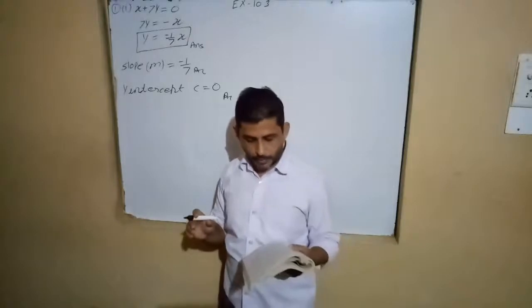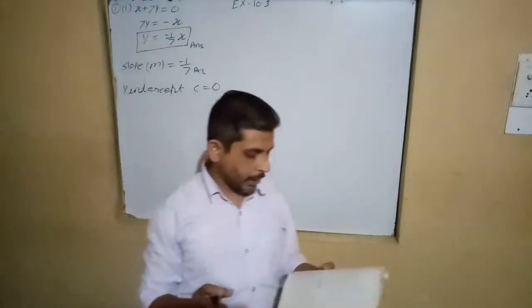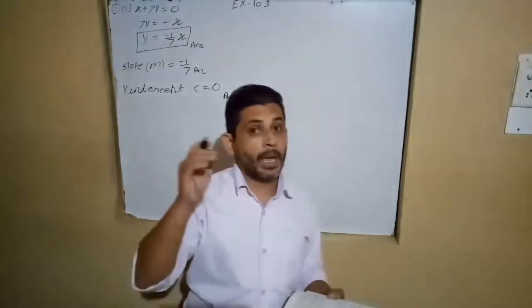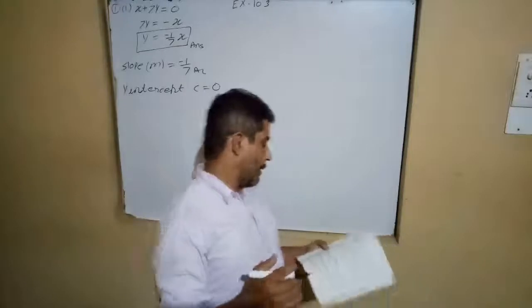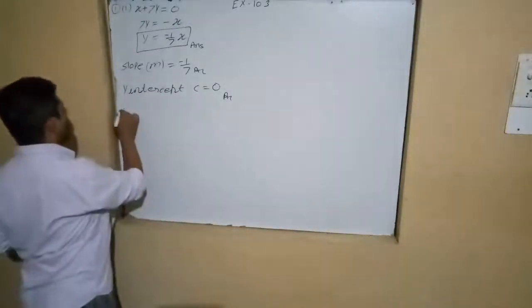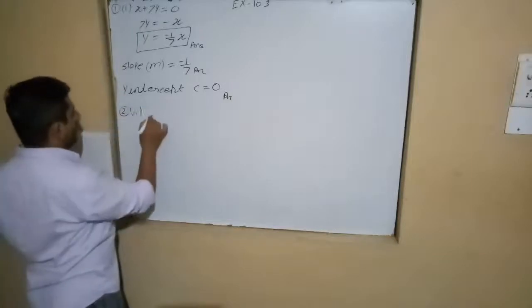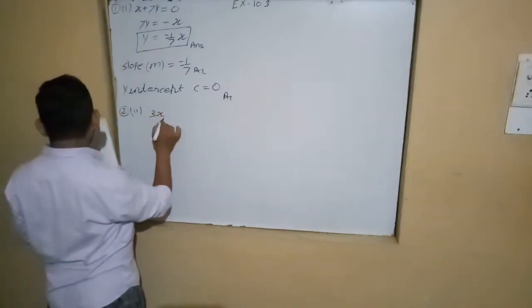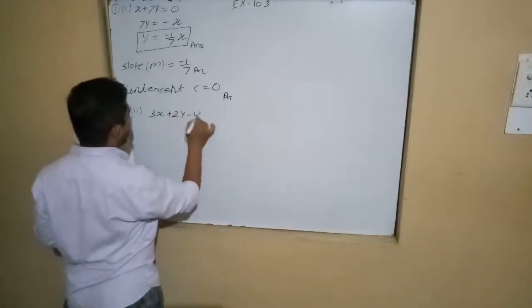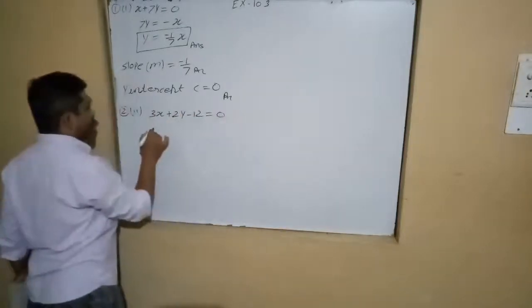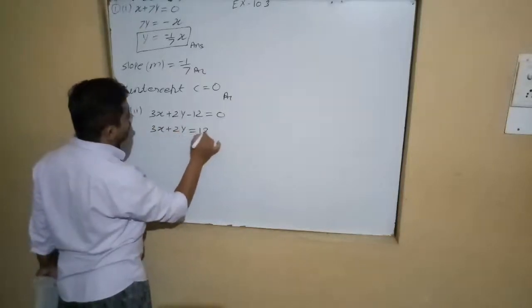Reduce the following equation into intercept form and find their intercepts on the axes. What is the intercept form? x upon a plus y upon b is equal to 1. So we reduce the general equation into the intercept form. The general equation of the line is given: 3x plus 2y minus 12 is equal to 0. So first we write 3x plus 2y is equal to 12.